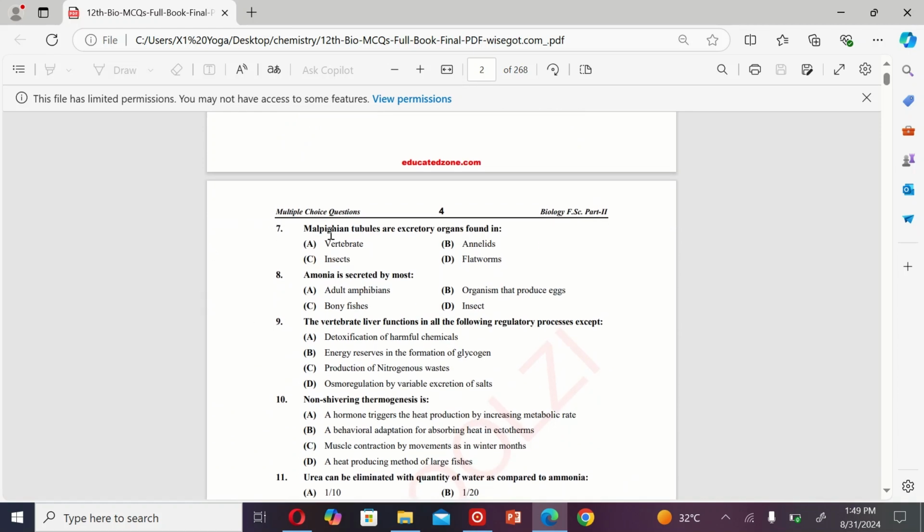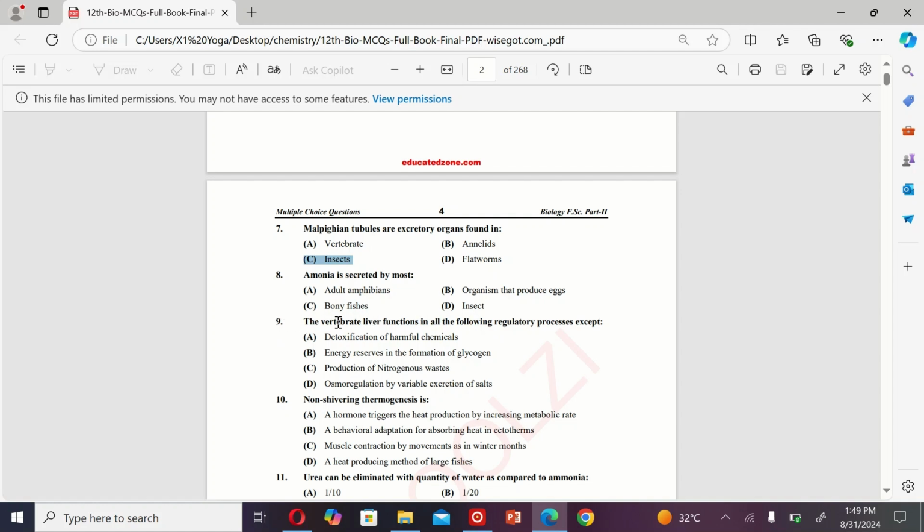The next MCQ is: Malpighian tubules are secretory organs found in insects. So the correct option is C, insects. The next MCQ is: ammonia is secreted by most A. adult amphibians, B. organisms that produce eggs, C. bony fishes, and D. insects. So the correct option is C, bony fishes.